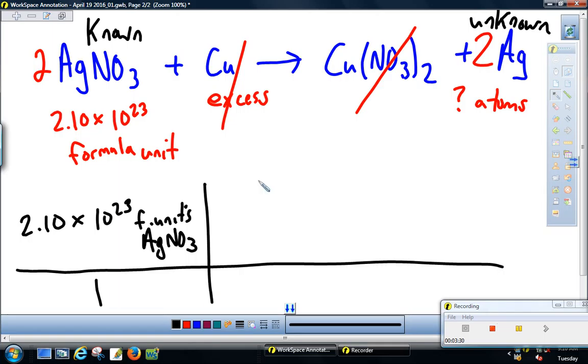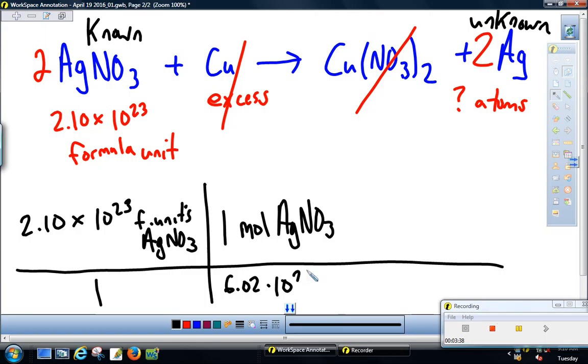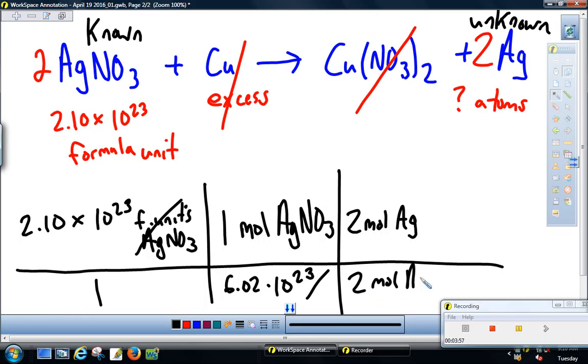Put that over 1. And then we're going to convert into moles. So 1 mole of silver nitrate will be made up of 6.02 times 10 to the 23rd formula units. Alright, so those units will cancel. I didn't write the units for that down here because I'm going to run out of room. The next step is to multiply by the mole ratio, unknown over known, so 2 moles of silver can be made from 2 moles of silver nitrate. That makes sense. We need 1 of these to make 1 of these.